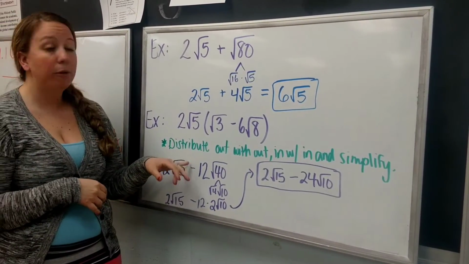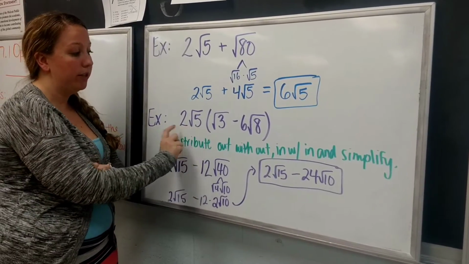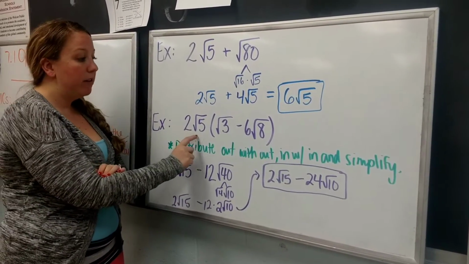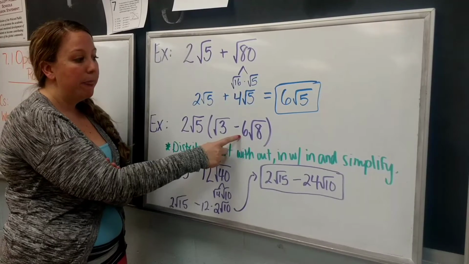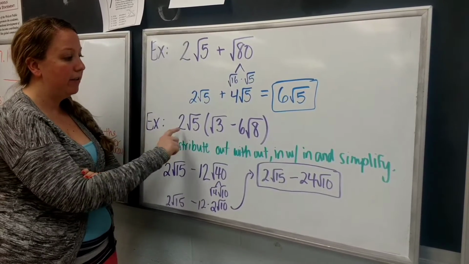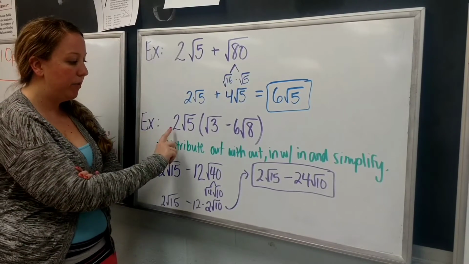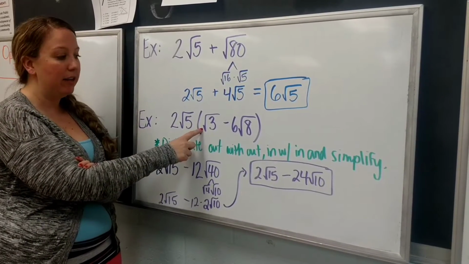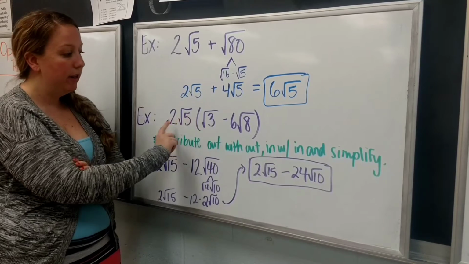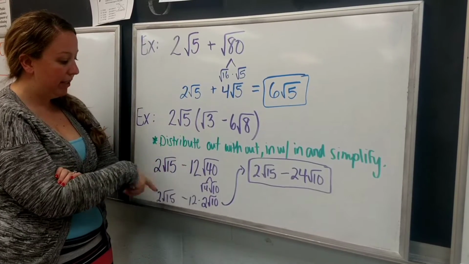In example 2, we're multiplying. We're going to distribute this 2 radical 5. So I have 2 radical 5 times radical 3 minus 6 radical 8. And so when I distribute, I want to multiply outside with outside. So I have a 2 times a 1 right here. Since there's no number, there's a 1. So 2 times 1 is 2.